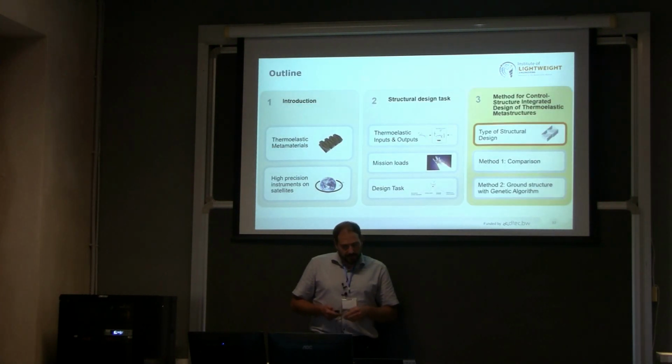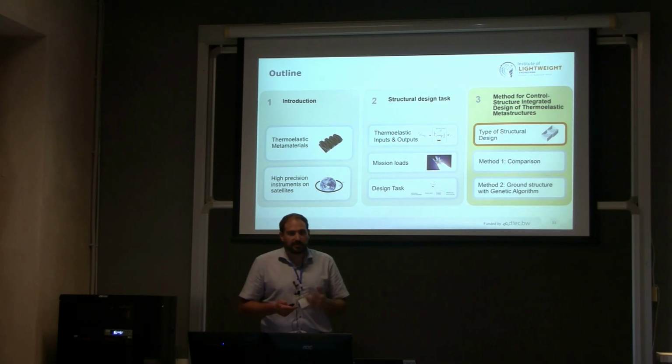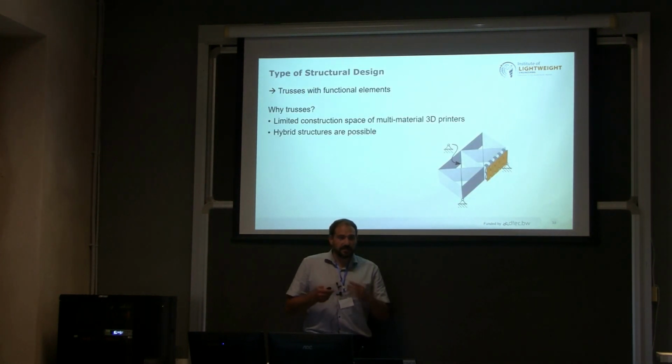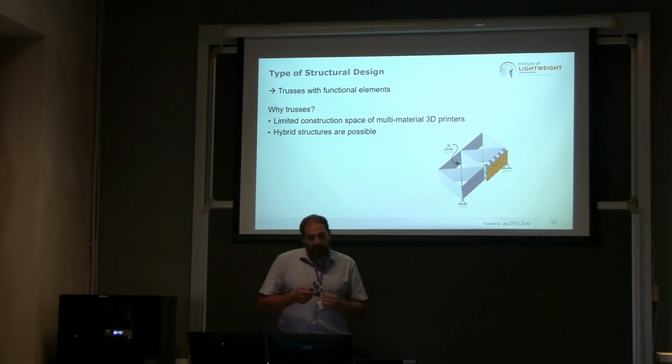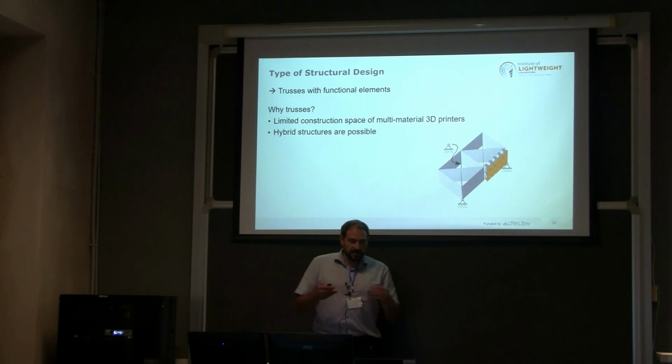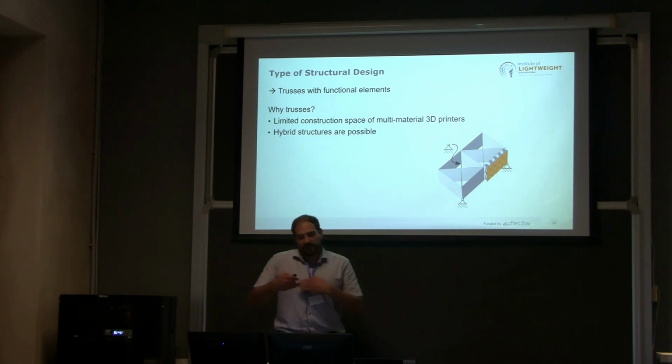And this brings me to the two approaches I want to present you. First of all, you have to find a suitable type of structural design. So we decided to go for a truss, as we have well-defined joints, and also the printer, our multi-material printer, has a limited design space, so we couldn't print the whole structure with one job, so we have to have these elements and we have to join them afterwards.